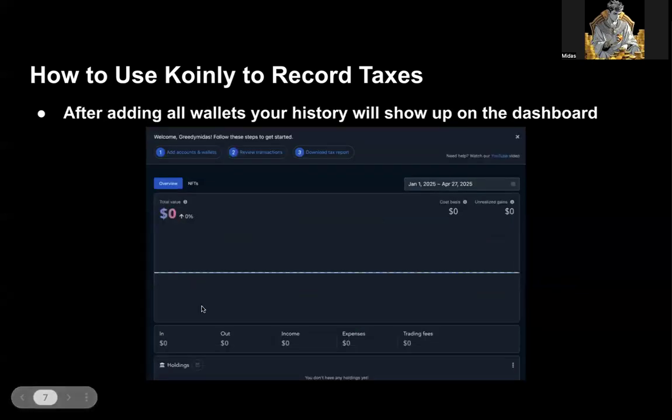After adding all wallets to your history, they will show up on the dashboard. So you can add multiple wallets all at once. They'll keep syncing. And then from here, the overview of all your wallets and transaction history, what you hold, your cost bases, unrealized gains, the income and expenses, and the trading fees will all be listed in this dashboard.